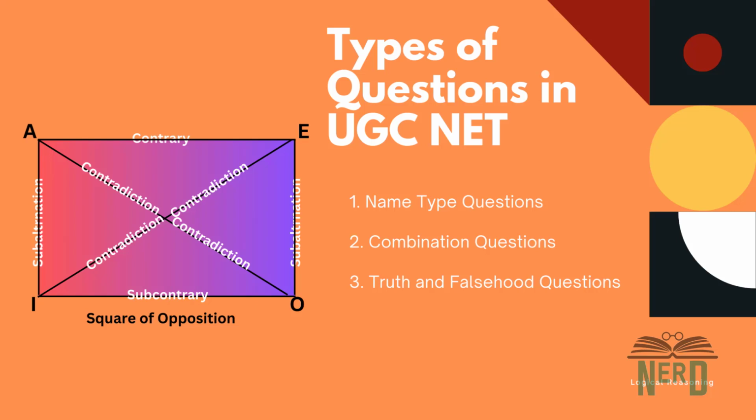If a subaltern statement, AI or EO, is true, the particular statement must be true as well. For example, if all swans are white, A is true, then some swans are white, I, must also be true. If no swans are white, E is true, then some swans are not white, O, must also be true.